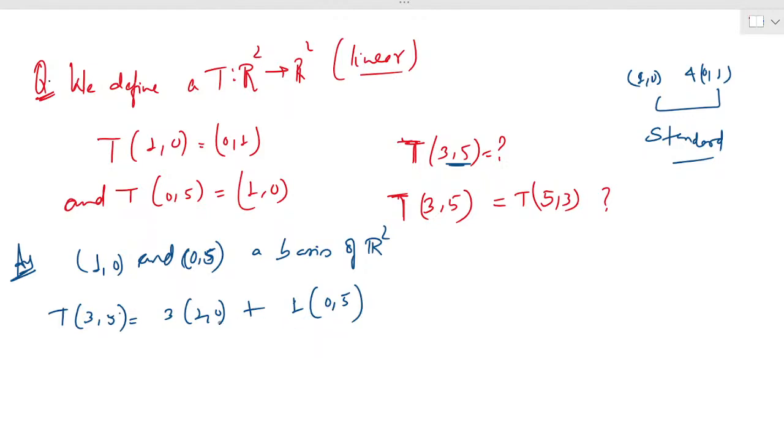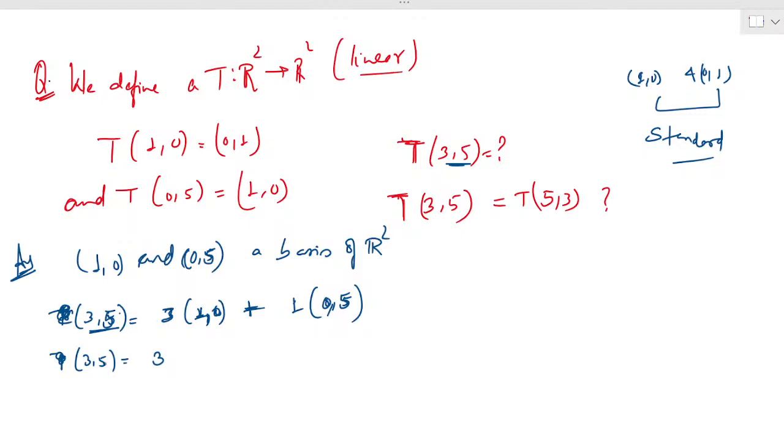Okay, is that clear? And this I can write as T(3,5)... sorry, not T. What I can say is that (3,5) can be written as 3 times (1,0) plus 1 times (0,5), right? This is how I can write my (3,5).